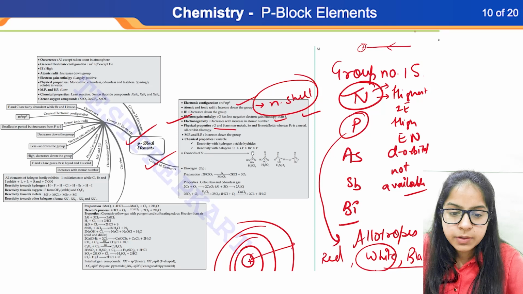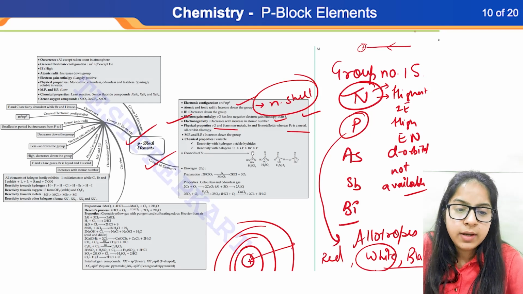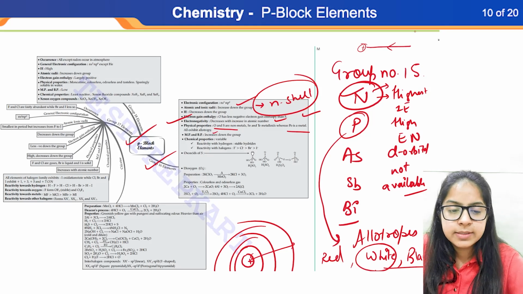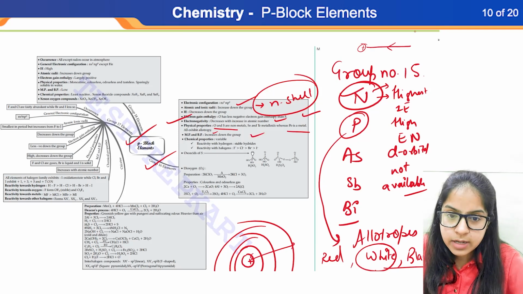After that, the physical properties: oxygen and sulfur are non-metals, selenium and tellurium are metalloids, and polonium is a metal. All exhibit allotropy. Allotropy is there. Melting point and boiling point. Melting point and boiling point increase down the group.